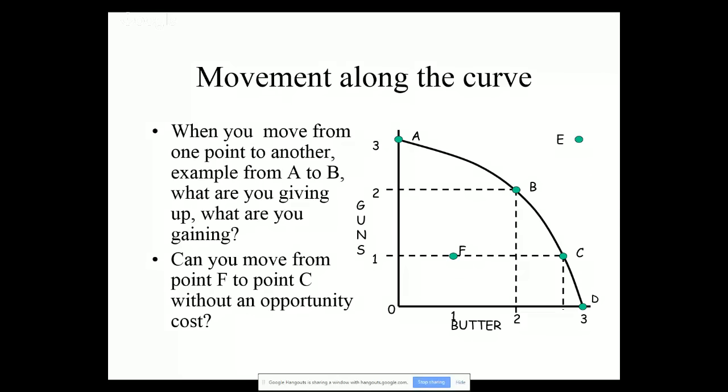So all we have to do is put our resources back to work, and then we'll be able to produce at a point like C. We're not having to give up any more resources or discover more resources. We're just having to put the resources that we already have back to work.